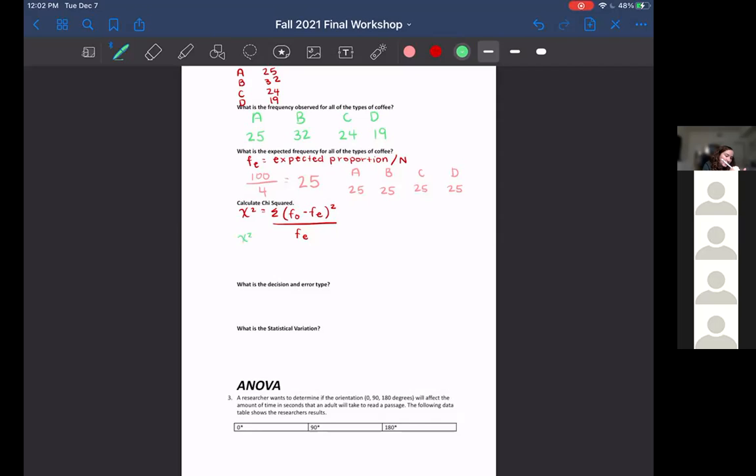So we want to do chi-squared A is equal to, and then we want to do chi-squared B is equal to, chi-squared C and chi-squared D, and then we'll just add it all up. So what is the frequency observed for A?